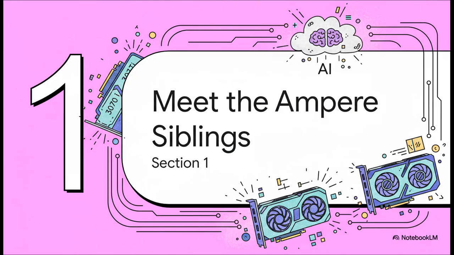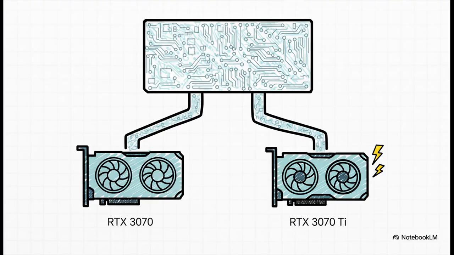Okay, but to do all that awesome stuff, you need the right gear. So let's kick things off and properly introduce the two GPUs at the heart of our comparison. Both the RTX 3070 and the 3070 Ti come from NVIDIA's Ampere architecture. Think of them like two siblings from the same family. They were built on the same foundation, really, designed to bring serious performance to gamers, creators, and, as we're about to see, AI enthusiasts like us.